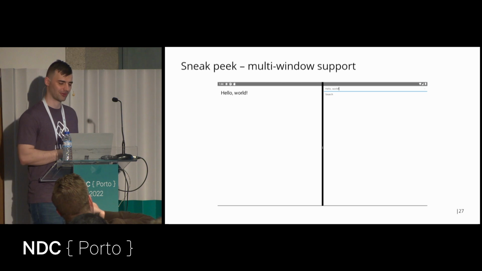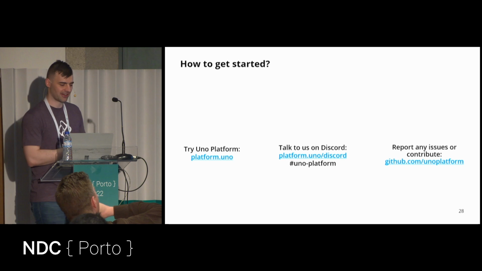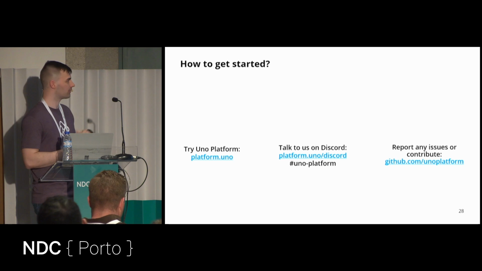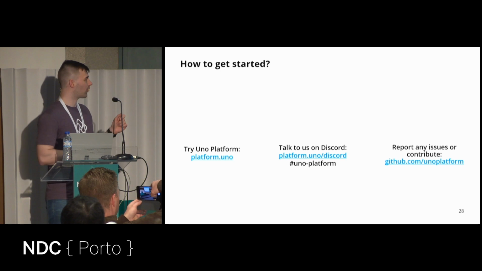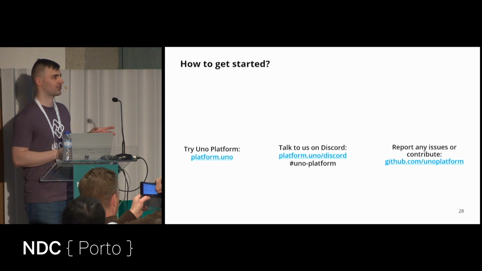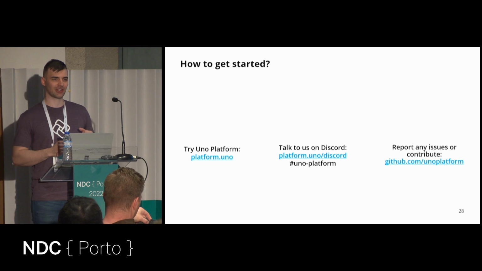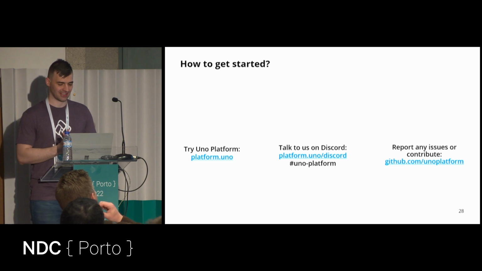So finally, how you can get started. You can go to platform.uno to get some instructions or getting started tutorials. You can talk to us on Discord or on GitHub and send any feedback, issues, or even contribute. We have some contribution guides where you can get started making your first pull request and trying out to actually help us improve and extend our platform.